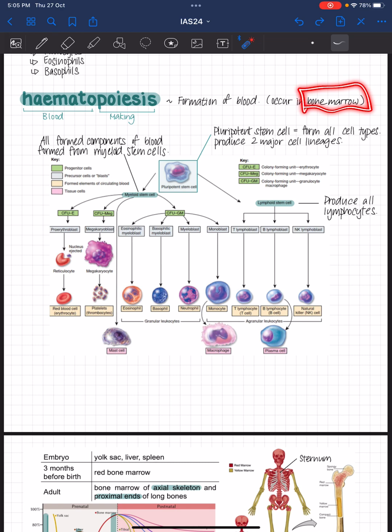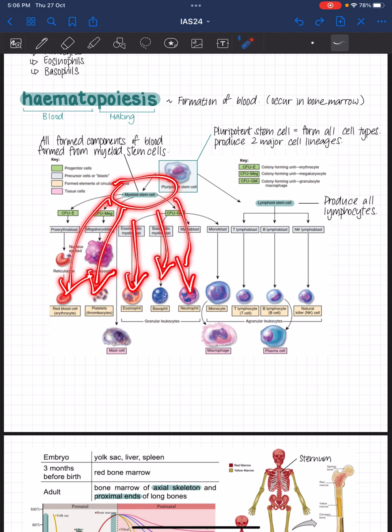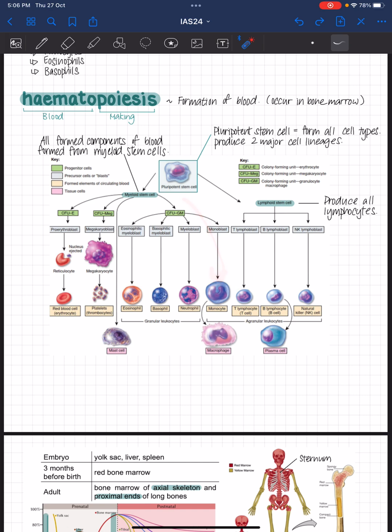And this always occurs in the bone marrow. The two main things you need to know about haematopoiesis is that it comes from pluripotent stem cells. You don't need to know all these intermediates, but mainly these two: lymphoid stem cells and myeloid stem cells. Myeloid stem cells make the red blood cells, platelets, eosinophils, basophils, neutrophils, and the monocytes. Then we have the lymphoid stem cells, which make T lymphocytes, B lymphocytes, and natural killer cells.